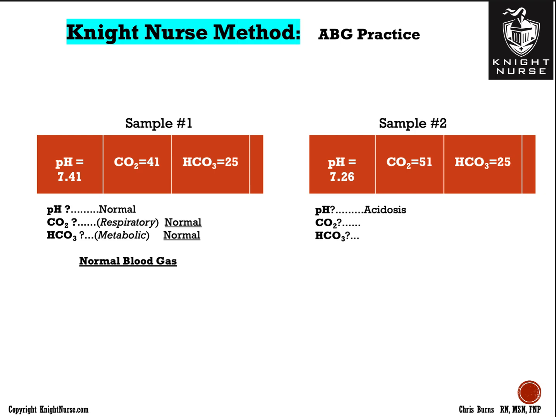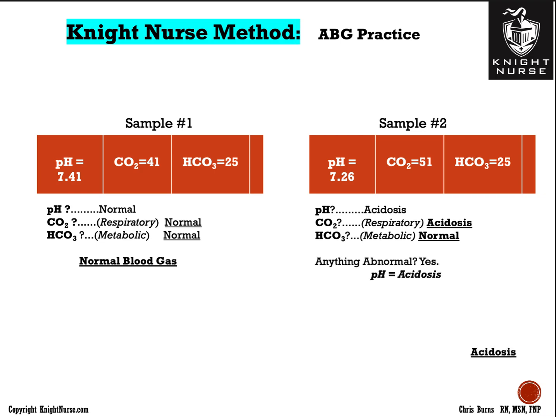So CO2, 51, CO2 is supposed to be 35 to 45. So this CO2 is high. And CO2 is an acid, so this is respiratory acidosis because you have high acid. Okay, bicarbonate, 22 to 26 is the normal. It's a base, metabolic. Well, that's normal. So there you go. All right. So do we have something abnormal? Yes, the pH is abnormal. So you can see I'm starting to make the name acidosis. Okay, so we know that's its last name. Okay. So who's daddy?